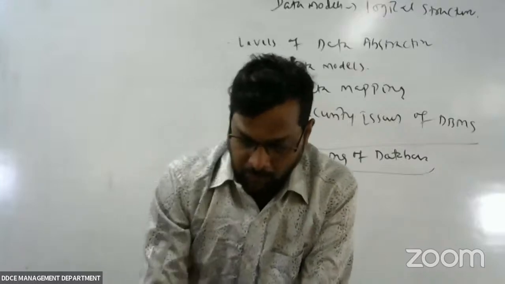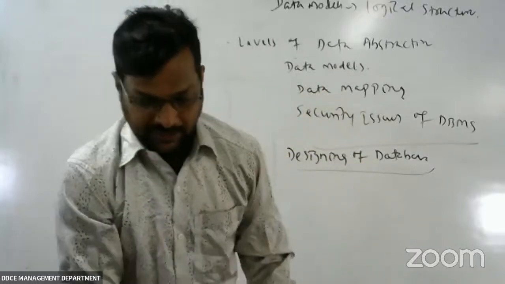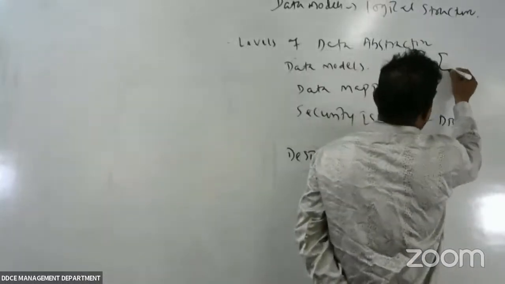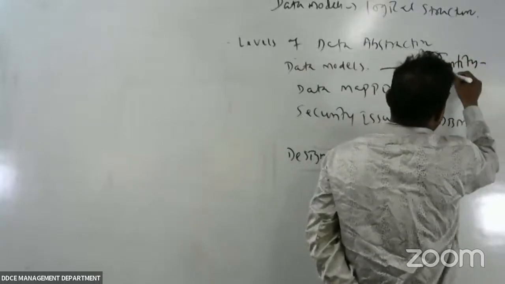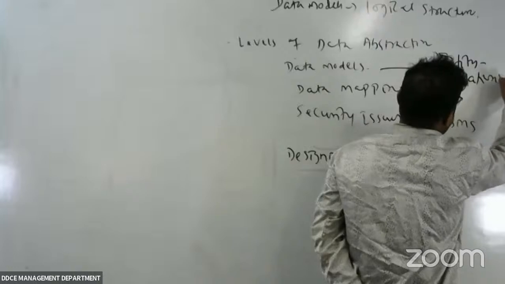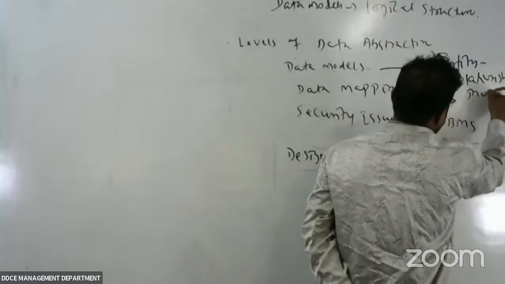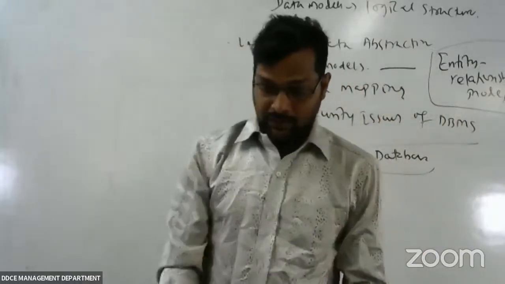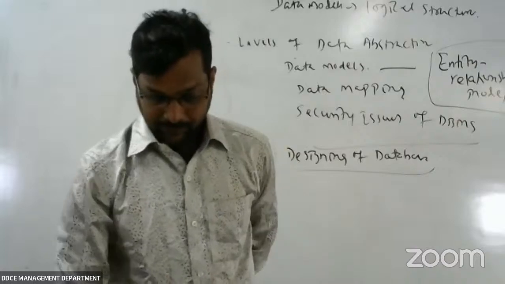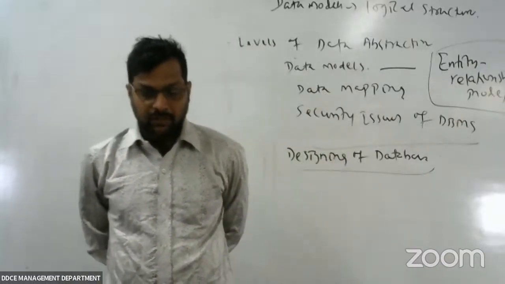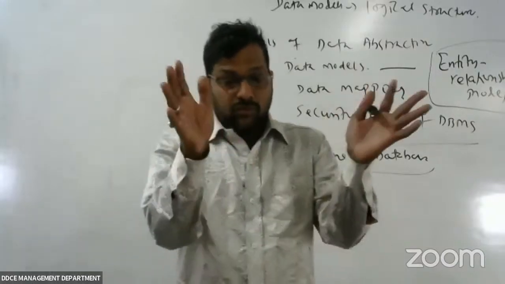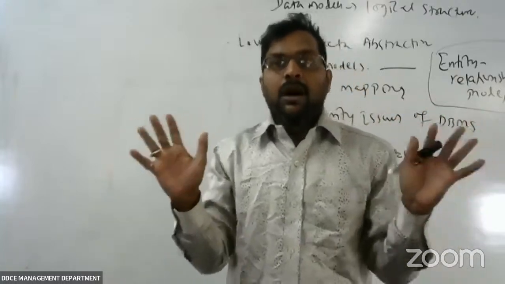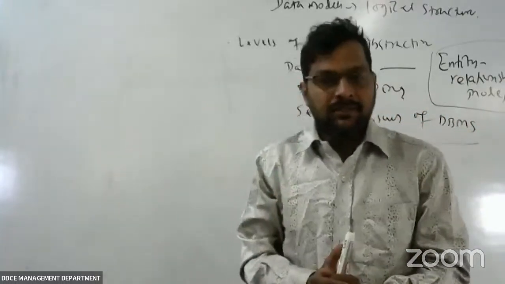But what are the first data models? What are the data models? Firstly, the entity relationship model, the ER model. It is based on real world entities and their relationships.